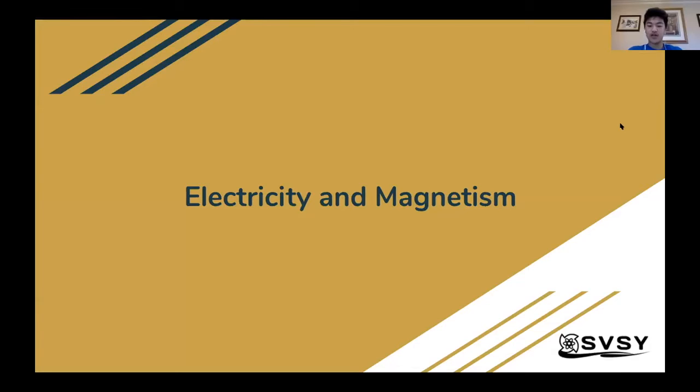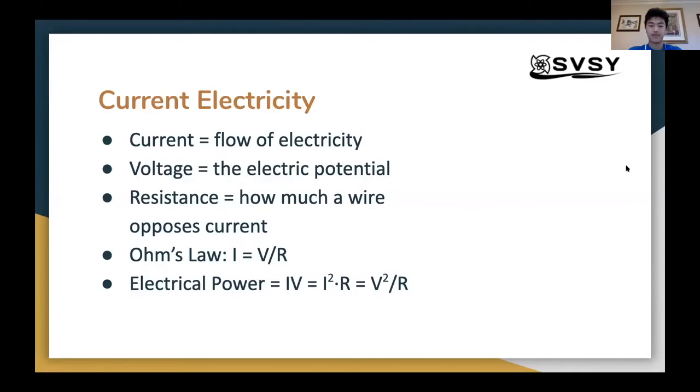Next, we'll be going over some electricity and magnetism. We just covered lots of the fundamental concepts in mechanics, so now we will be moving on to electricity and magnetism. The main thing we see in Science Bowl, electricity and magnetism, is current electricity, so electricity that flows in a current, like in a circuit, for example. And in circuits, there are many different quantities you can measure.